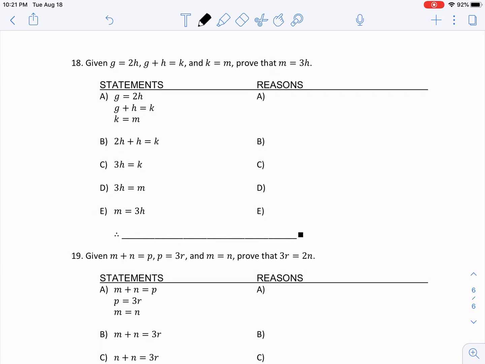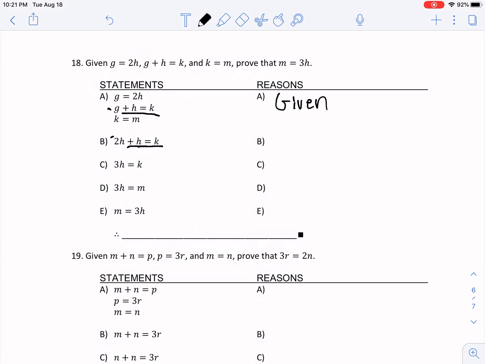Really pay attention as we go from A to B, okay? What changes. So first of all, we start with the given. We had three given statements. Now, on part B, it says 2h plus h equals k. Well, that doesn't match any of the statements, right? But look at this. It is very, very close to this guy right here. Well, what could be happening? The only difference here is that this has a G and this has a 2H, right?